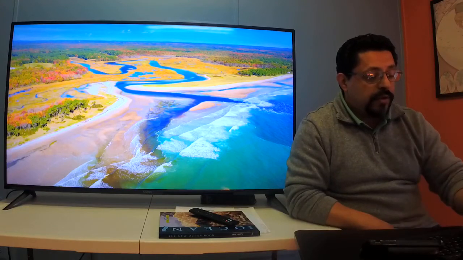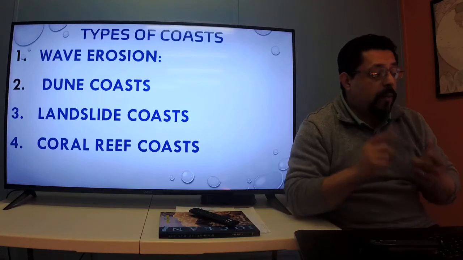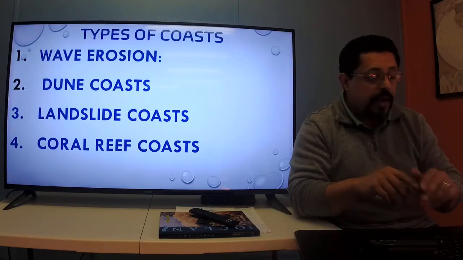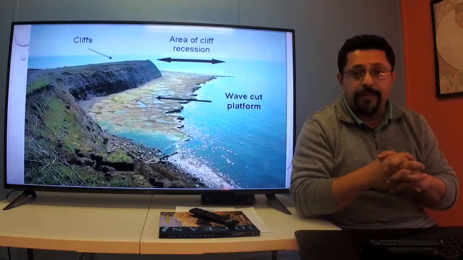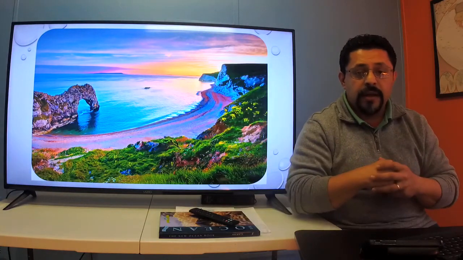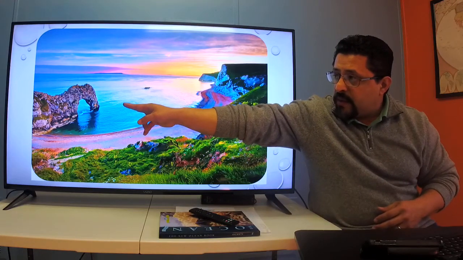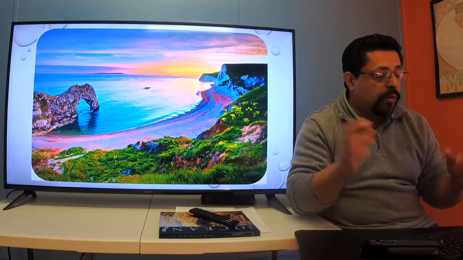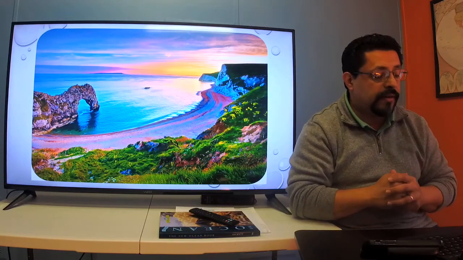around the world. All right, so we talked also about the types of coasts. The types of coast: wave erosion, dune coast, landslide coast, and coral reef coasts, okay? Wave erosion, this is an example of it. We looked at this one as well. That is a beautiful picture. The wave erosion, you can see that rock right there, how the constant hitting of the waves eroded into that rock and created that beautiful scenery there.